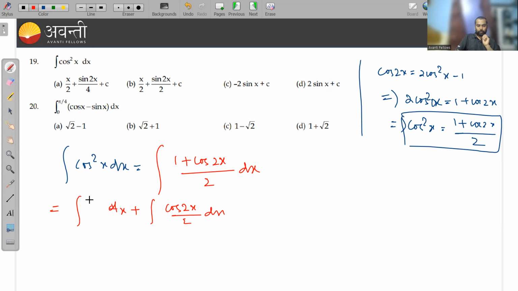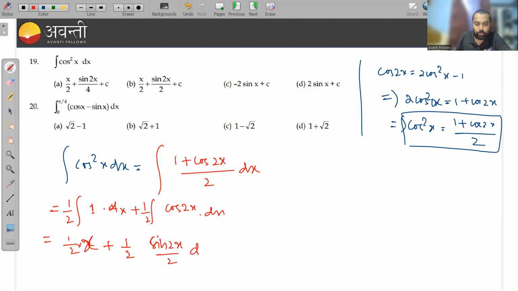In place of 1 by 2. So 1 by 2 is constant, so I am taking 1 by 2 outside. So this is 1 into dx. And here also you can see 1 by 2 is constant, so I am taking 1 by 2 as outside. So this integration becomes 1 integration with respect to x, plus 1 by 2 into cos 2x integration, that is sin 2x by 2, plus c. Is that clear? Plus c.